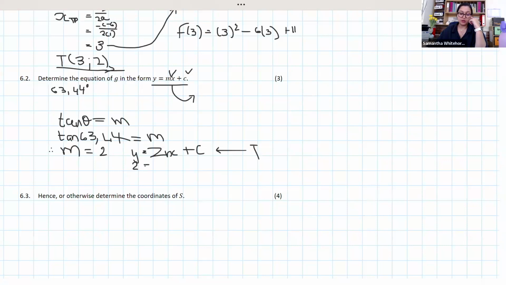So 2 is equal to 2 times 3 plus c. 2 times 3 is 6. Bring it over, becomes minus 6, so minus 4 is equal to c. And so your equation is y, and remember, write it in the format they want, y is equal to 2x minus 4. And that is the equation of your straight line.